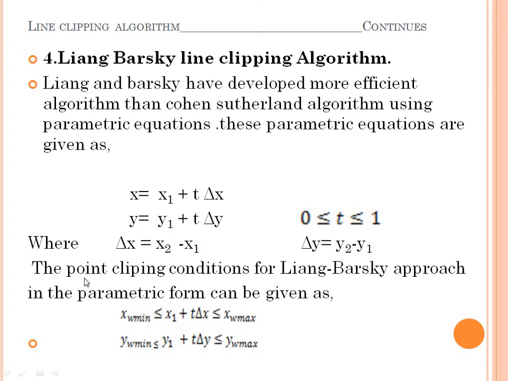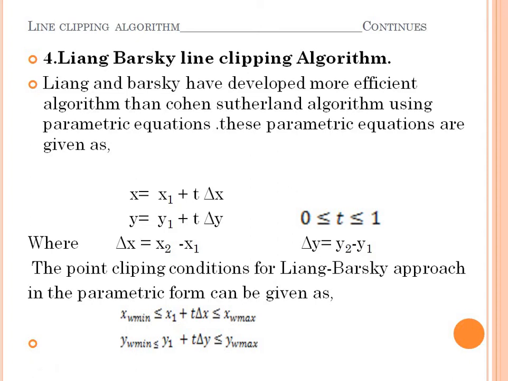In this Liang-Barsky line clipping algorithm, consider the two endpoints of the line, that is x1, y1 and x2, y2. Suppose delta x is equal to x2 minus x1 and delta y is equal to y2 minus y1. We have different forms of the line equation. For example, the parametric equation: x is equal to x1 plus t into delta x and y is equal to y1 plus t into delta y.